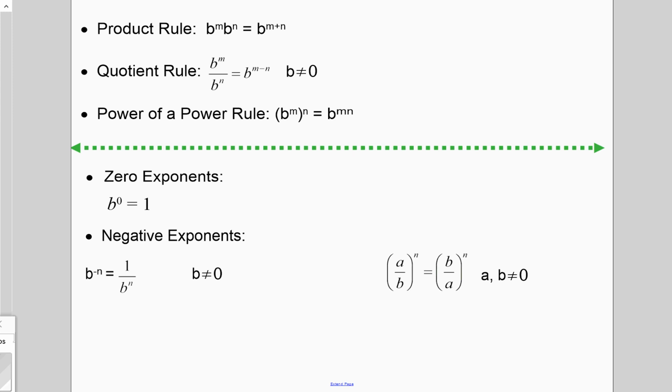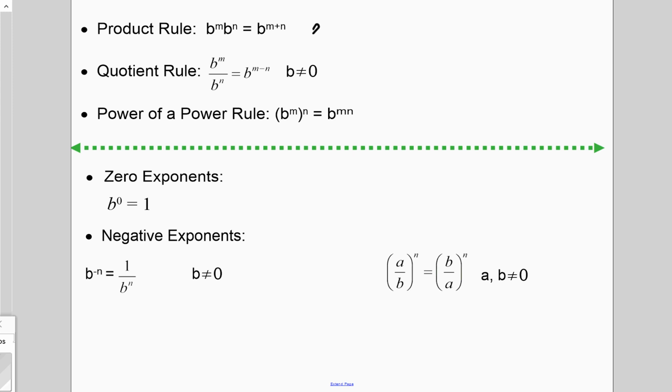Okay, the top part here, product rule, quotient rule, and power of a power rule, these are all things that you would have learned about in grade 9, and they're presented here in such a way that they would be presented if they were in a textbook or if you looked them up online. So no numbers, just letters, and we're going to work from there.